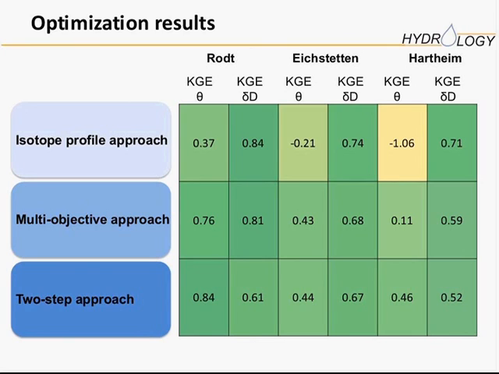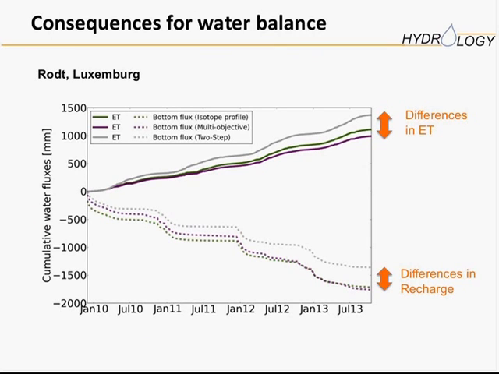All in all, we were able for most of the sites to achieve relatively good results, and the results are often relatively stable. Some of the results you may then get if you look, for example, at the consequences for the water balances. That's an example for the site in Luxembourg. You see on the x-axis time over 3 years, and on the y-axis cumulative water fluxes in millimeters. The dashed line is the simulated recharge, and the other is the evapotranspiration.